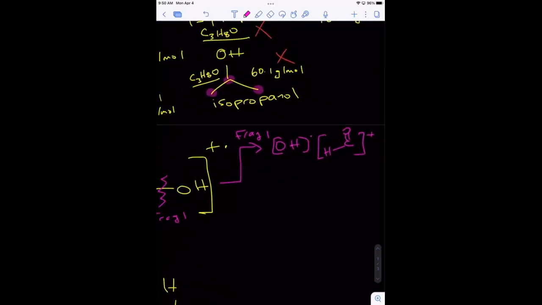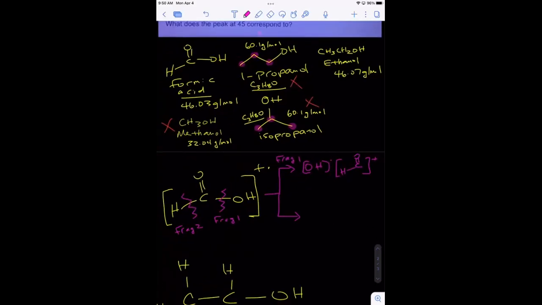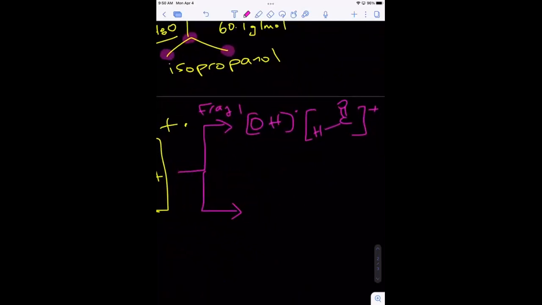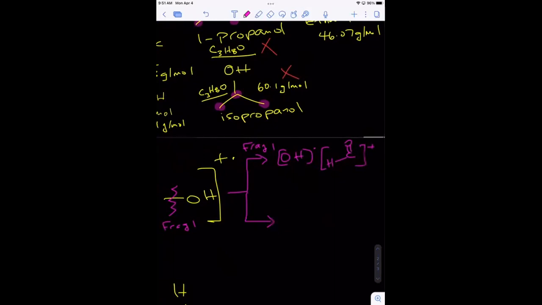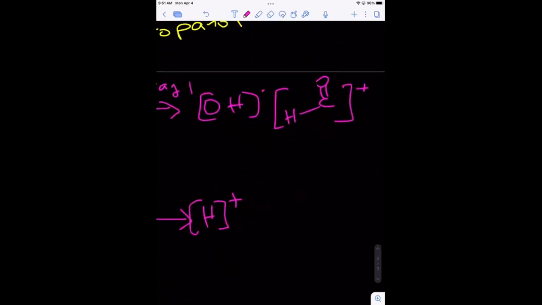All right, and then for frag 2, let's look at that. We get H, no problem. We'll make that the cation. With a proton, it can be either one. It can be a radical or a cation because it's stable as both, so it won't matter. So that plus this.